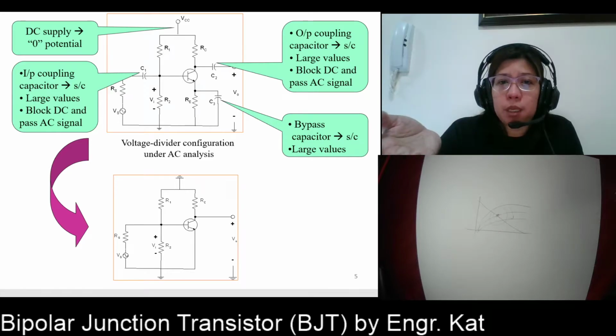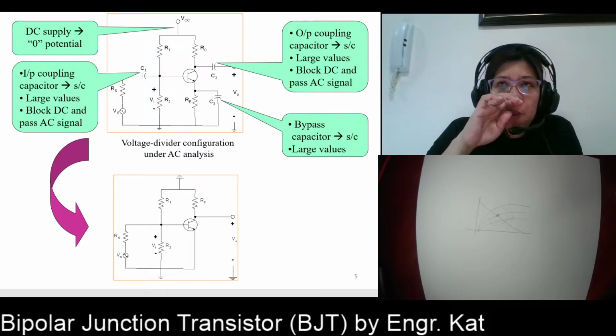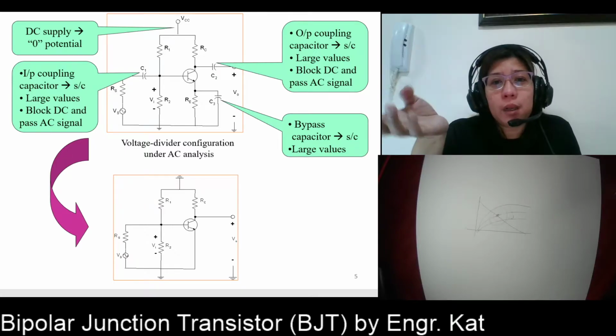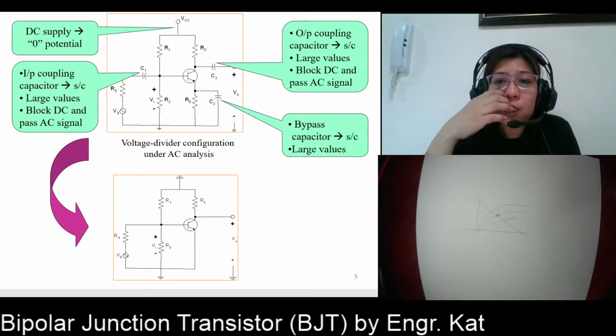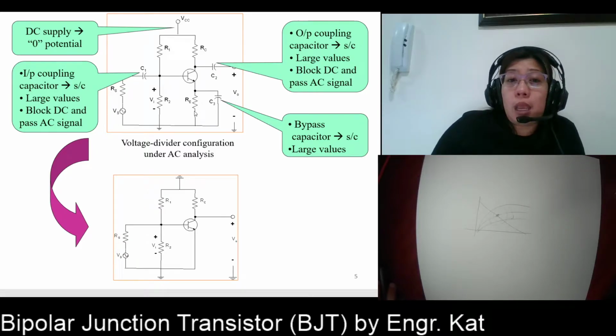RE helps to make your circuit stable, and that is on the DC portion. However, we'll find out later that RE is not very helpful when it comes to the amplification. That's why we place a bypass capacitor here. So this bypass capacitor is open during DC, permitting the effect of RE during DC condition.